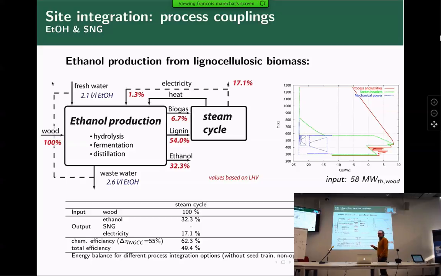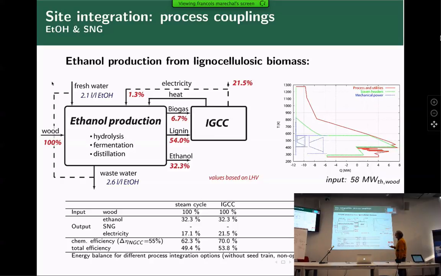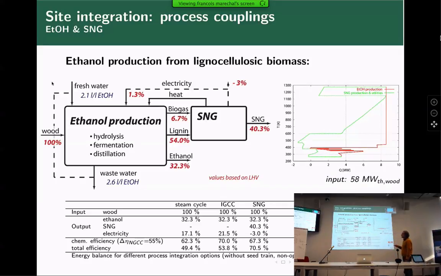But there are other ways of doing the same thing. Instead of burning, I could gasify the lignin. And this will increase, in fact, the electricity production, still having 32% of efficiency in the ethanol production. But I can do even better because I can also gasify the lignin and produce synthetic natural gas. And now what you can see is that from the same amount of wood, I have the double production of fuel. So instead of having 32% of production, I have 70%.